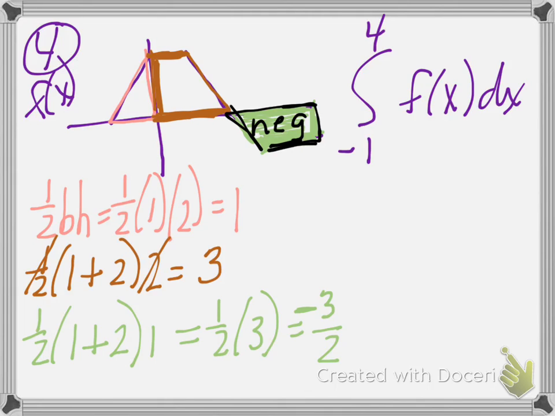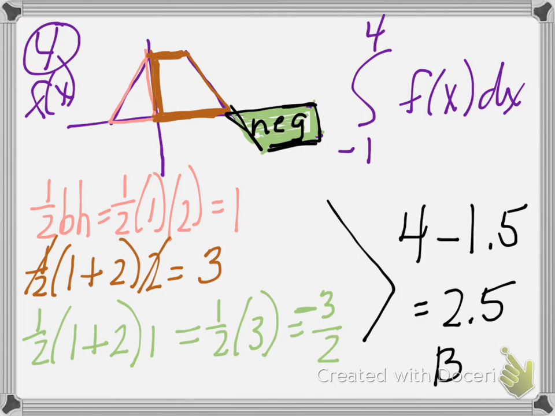Okay, so in any case, now we're going to take these 3 numbers and we're going to add them. So we have 1 plus 3 is 4. So we have 4 minus 1.5, right? Because 3/2 is 1.5. And that will give us 2.5, and that was choice B. Okay, so remember, if the area is under the axes, it's always negative. Okay, let's move on to number 5.